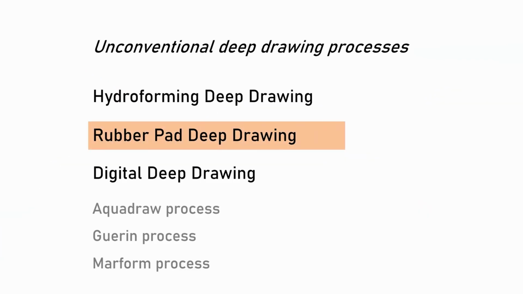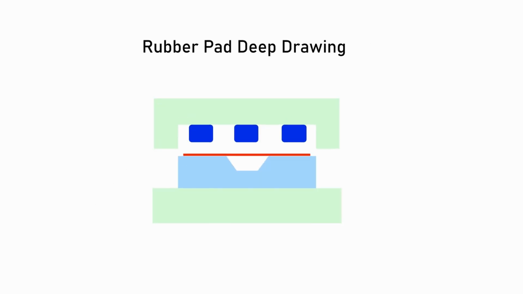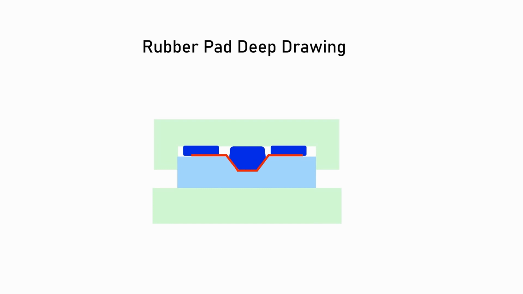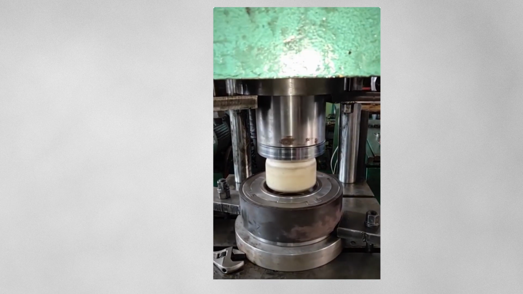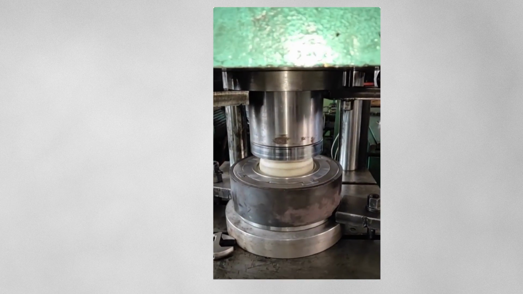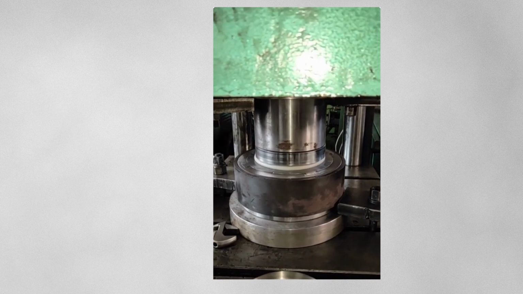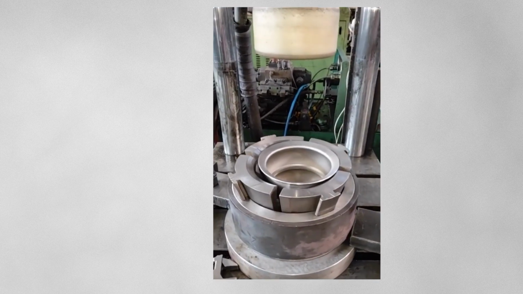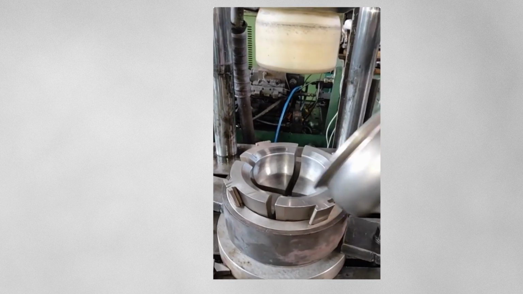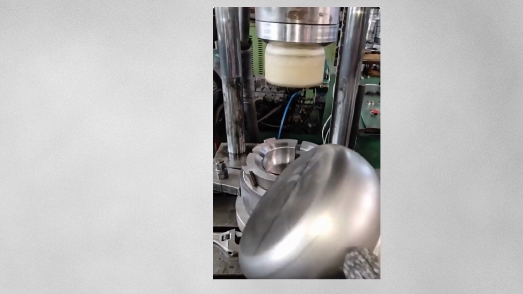Next is rubber pad forming. Here the sheet metal is pressed between the die and rubber blocks, usually made of polyurethane. Under high pressure, the rubber pushes the sheet into the die and forms the required shape. Just like hydroforming, this method allows the sheet to form in two directions, which is not possible with a standard die and punch.